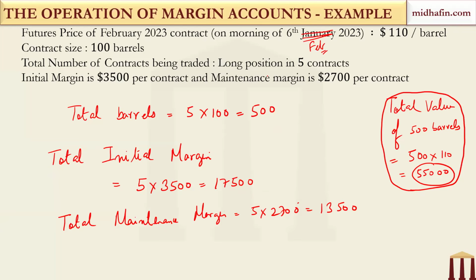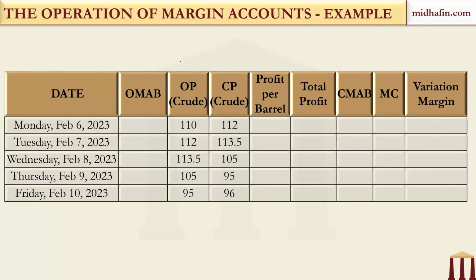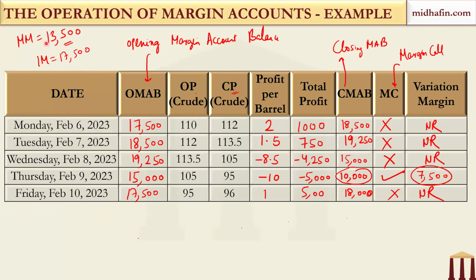Okay, fine. Now let's see what will happen. These are the dates which are given. Let me show the calculation straight away. I've written again: maintenance margin is 13,500, initial margin is 17,500, just for reference so that you don't have to go back to the previous slide. OMAB is opening margin account balance. CMAB is closing margin account balance. MC is margin call. Another simplified assumption made here is that the closing price on the previous day will be the same as the opening price on the next day.